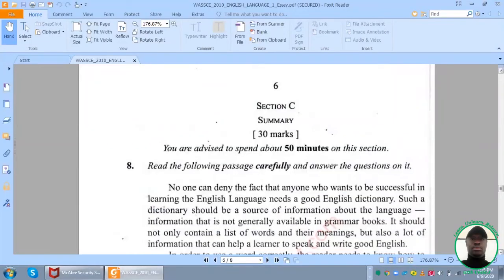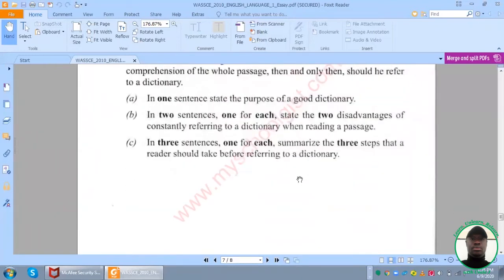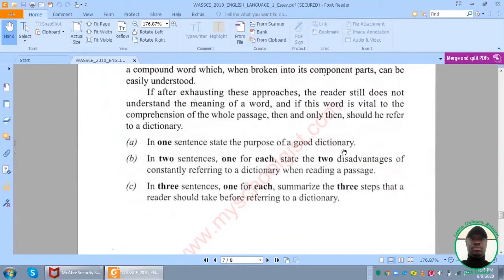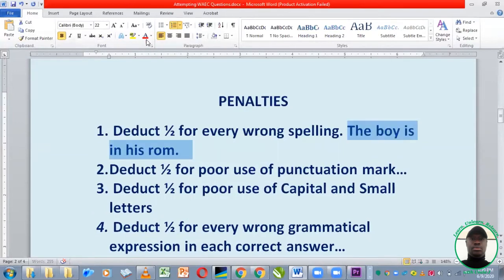As you can see here, this is a past question. WASSCE summary carries 30 marks and you are advised to spend 50 minutes. The questions are always 6. Once you have your answers, which I'm going to show you in the next video, you make sure you follow these rules. If you give any wrong spelling, you will lose half a mark for each. So instead of giving you 5 marks here, they'll give you 4.5. So please make sure you get your spellings correct.